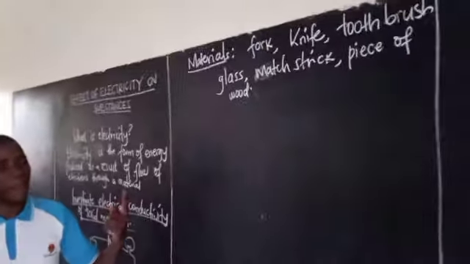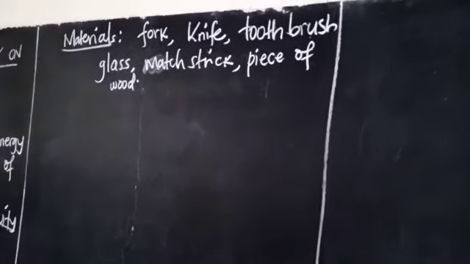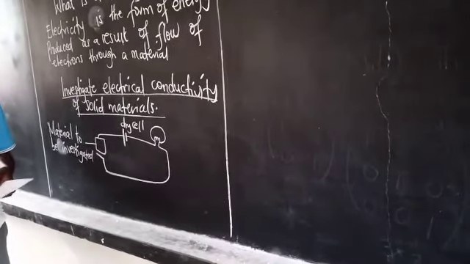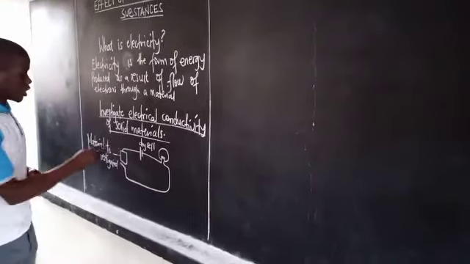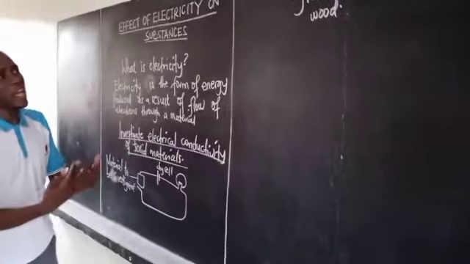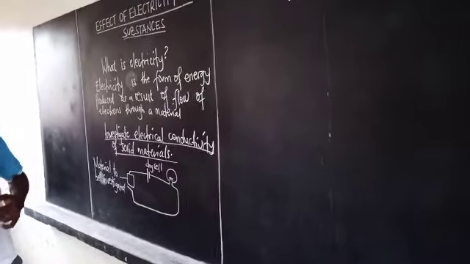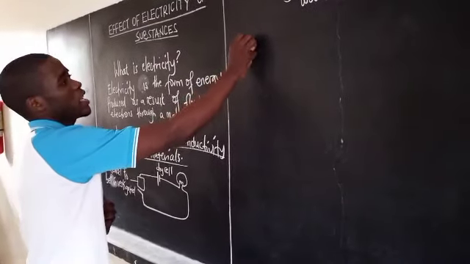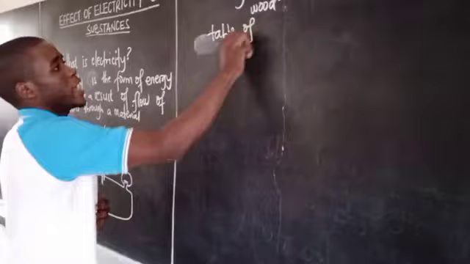We discover what happens when these materials are connected to the end of the dry cell, where the other end is connected to the bulb. Please start the experiment. Start with the fork. When you finish with the fork, you untie it and tie a knife. When you have tied the knife, see what will happen to the bulb. Remove the knife, put the toothbrush, and summarize your findings in this table of findings.